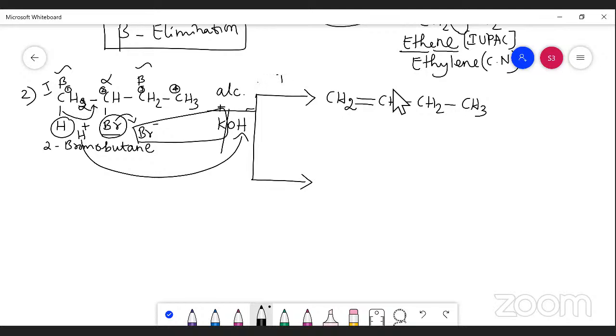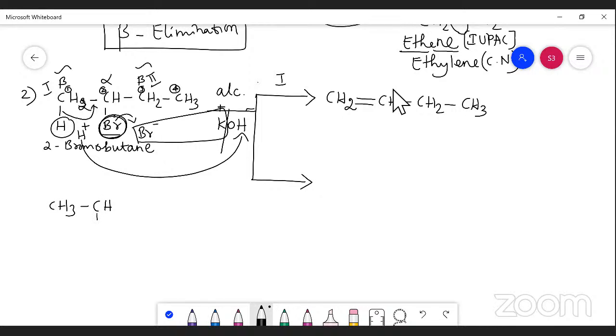So in the first pathway, I took the beta hydrogen from the left side carbon. Now in the second process, you go with the right side. This is the second beta carbon. Now I am going to concentrate on it. In the second step also it is the same thing: I'm going to eliminate this Br. For your understanding, I'll write the compound one more time like this, CH3.